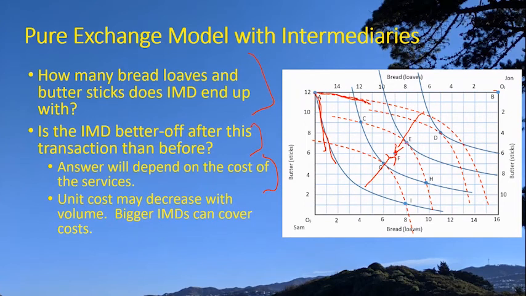By engaging with the intermediary, John gets a little bit less than he might get ideally with perfect information. Sam gets a little bit less than he might under the conditions of perfect information. And the intermediary is grabbing some of that surplus as well. He's getting some benefits from the trading as well because he's facilitating the trade taking place.